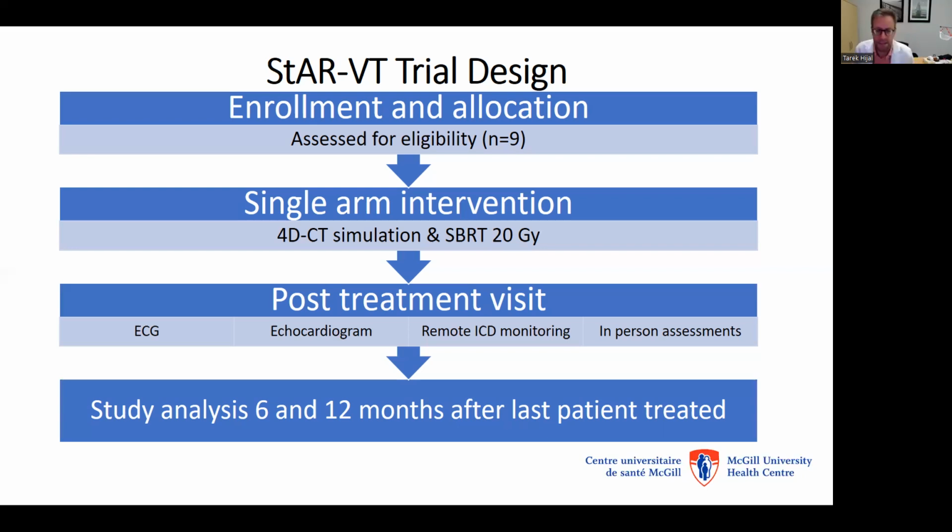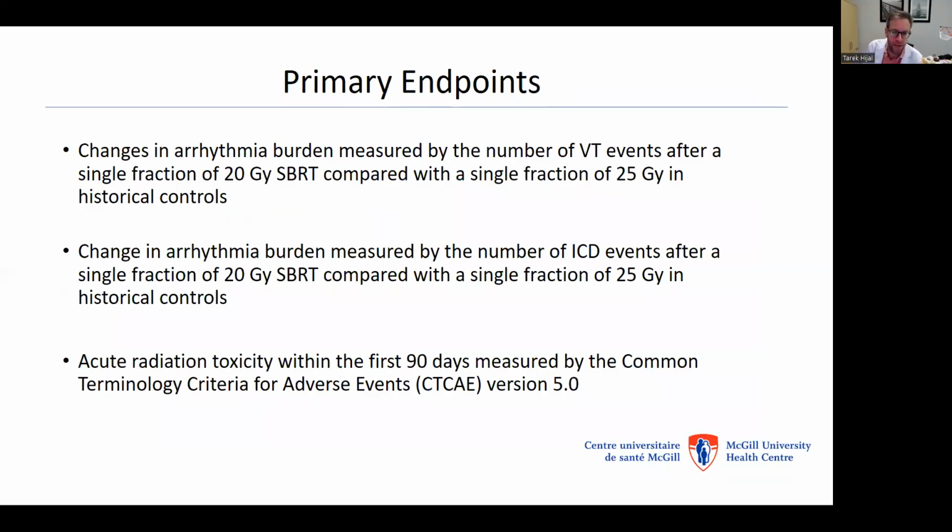Our next slide, our primary endpoints are, first of all, changes in arrhythmia burden measured by number of VT events and number of ICD events, comparing the 20 gray treatment with the historical 25 gray, and acute radiation toxicity in the first 90 days after treatment.